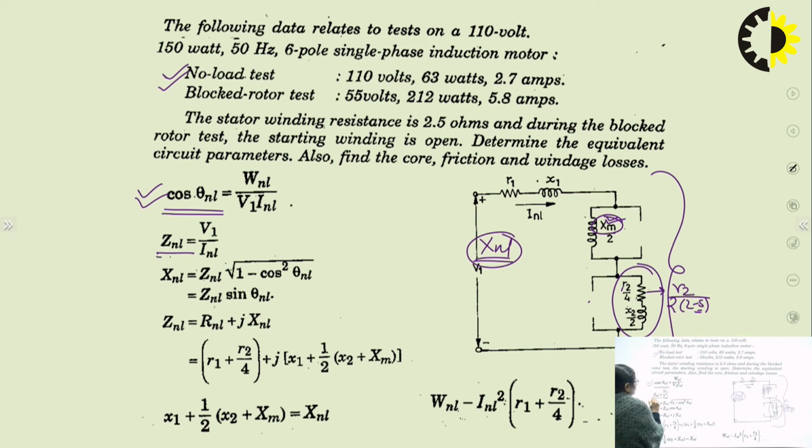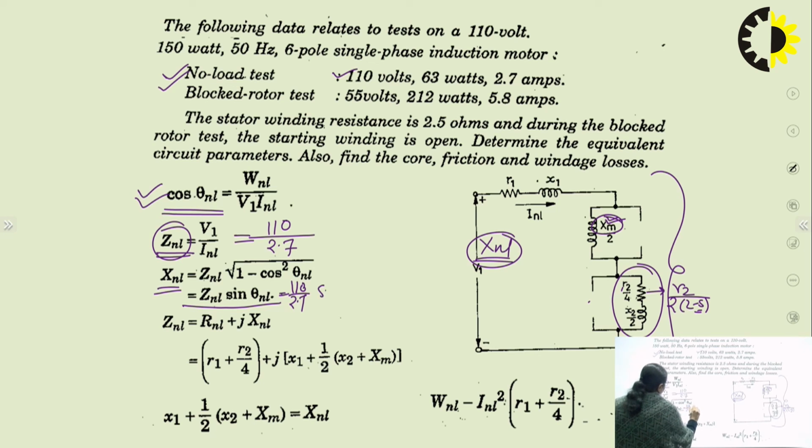I can very well calculate ZNL as V1 upon INL. What is V1 over here? The no load test data. V1 is the rated voltage. What about the INL? It is the 2.7 ampere current. So, solving this, I can calculate ZNL. Knowing ZNL, I can calculate XNL as ZNL sine theta NL. So, I can write it as 110 upon 2.7 into sine of cos inverse theta NL, right? So, from here, I'll get the value of XNL.